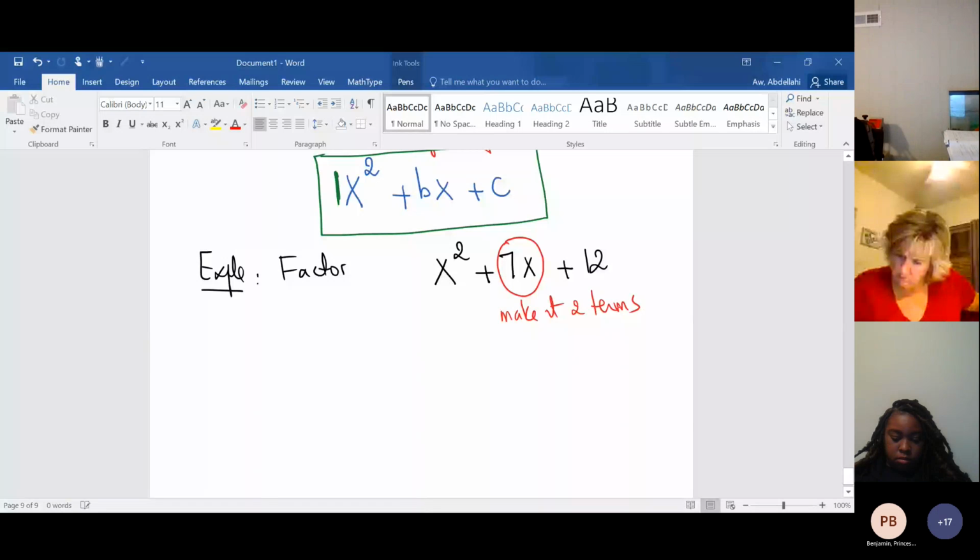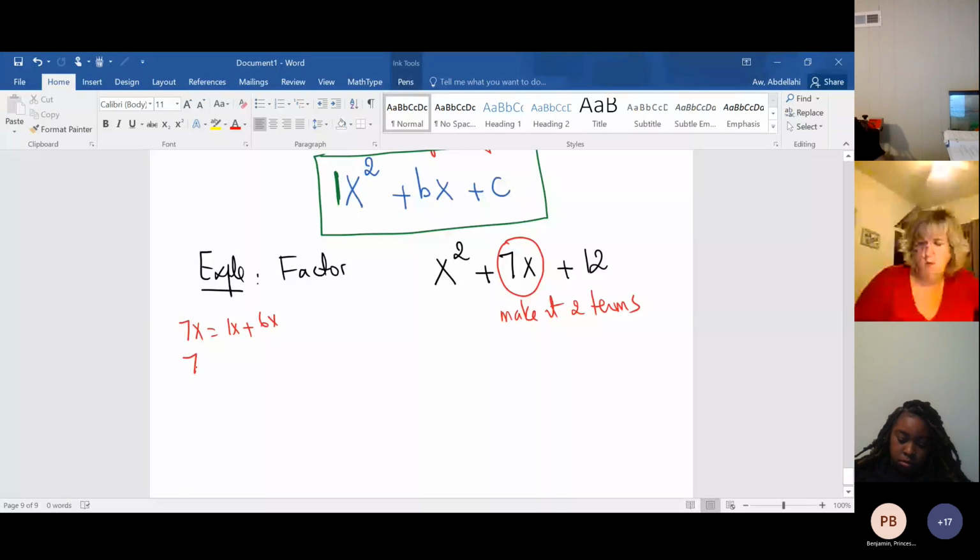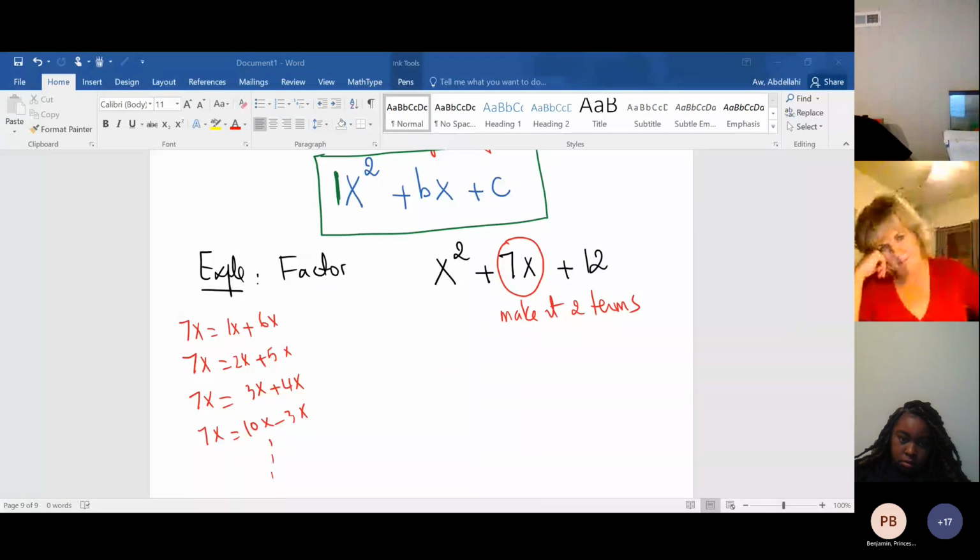We're going to make 7x become two terms. Now, we have countless ways to make 7x two terms. We can say 7x is 1x plus 6x. We can say 7x is 2x plus 5x. We can say 7x is 3x plus 4x. We can say 7x is 10x minus 3x, et cetera. We cannot finish the number of ways, but there is one way that's going to help us. All the other ways will not help us.